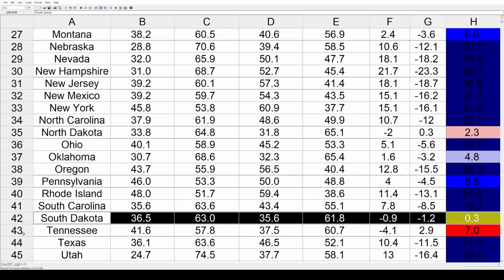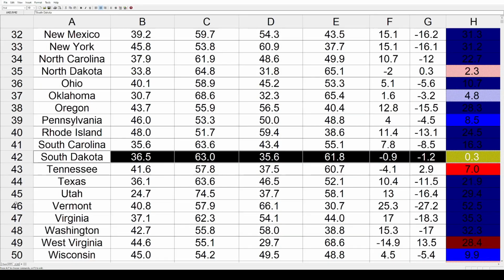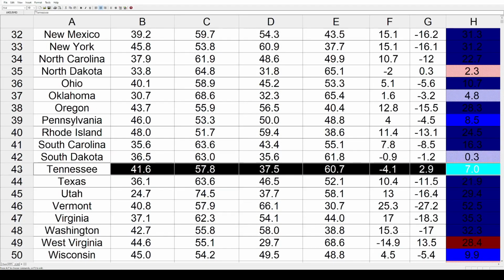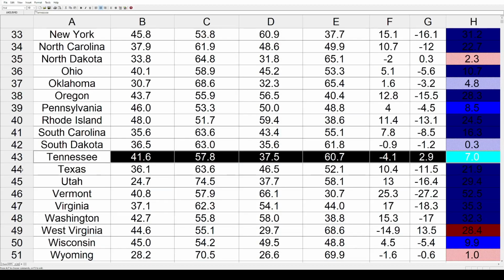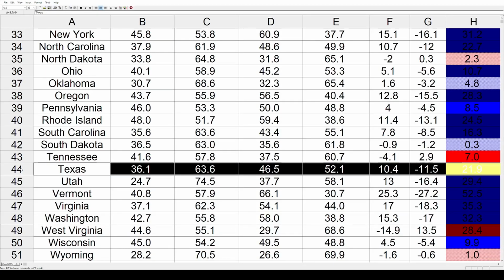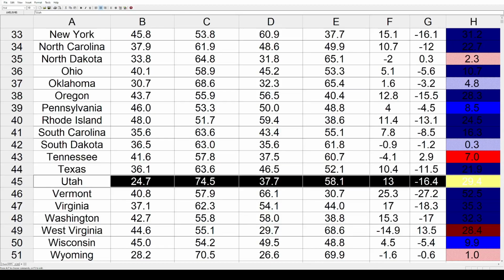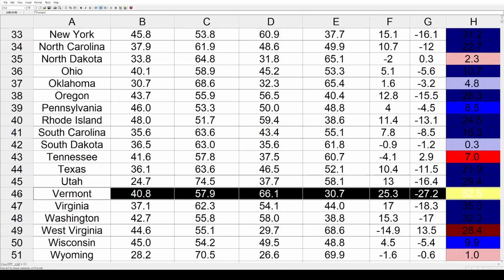South Dakota had almost no change, only 0.3% toward the left. Tennessee had a decent shift toward the Republicans by 7%. Texas, back toward the Democrats by 21.9. Utah, same direction, 29.4. Vermont had the biggest shift of all toward the Democrats by a whopping 52.5%.